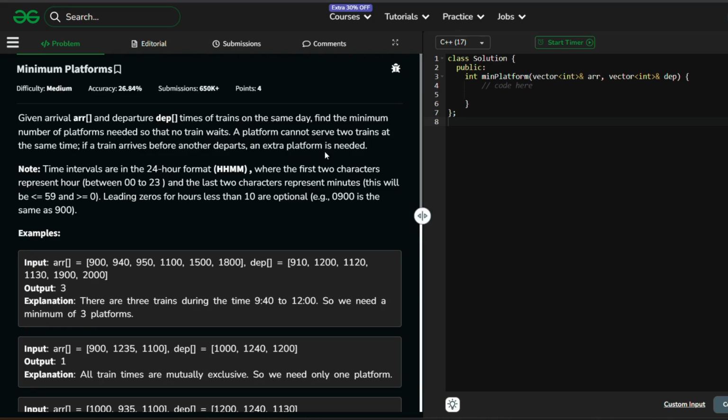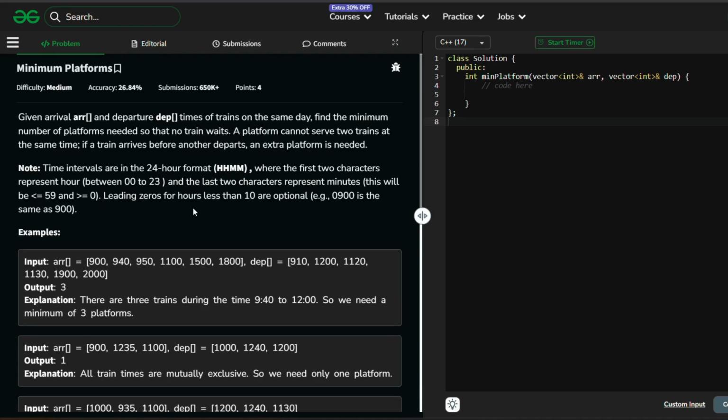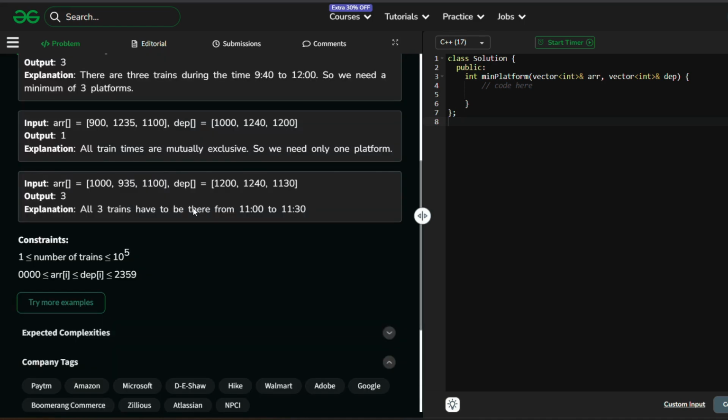So basically we have to find the maximum number of trains that are at the station at a particular time, which will ultimately give us the minimum number of platforms that is required. So yeah, let me explain it to you.